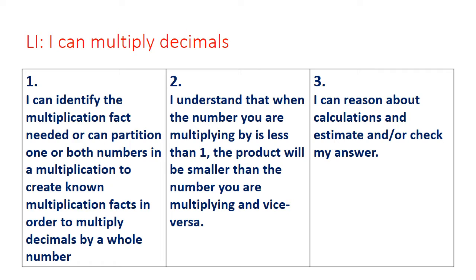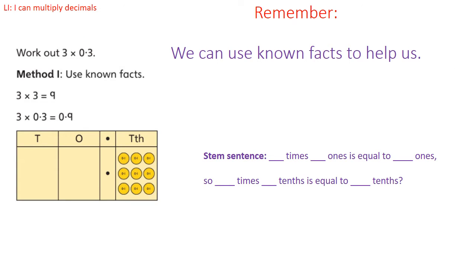I can multiply decimals. So what have we learnt so far? We've learnt that we can use some known facts to help us. So if we had 3 times 0.3, we know that 3 times 3 ones is equal to 9 ones. So 3 times 3 tenths is going to be equal to 9 tenths. And then we can draw a place value chart to represent that.